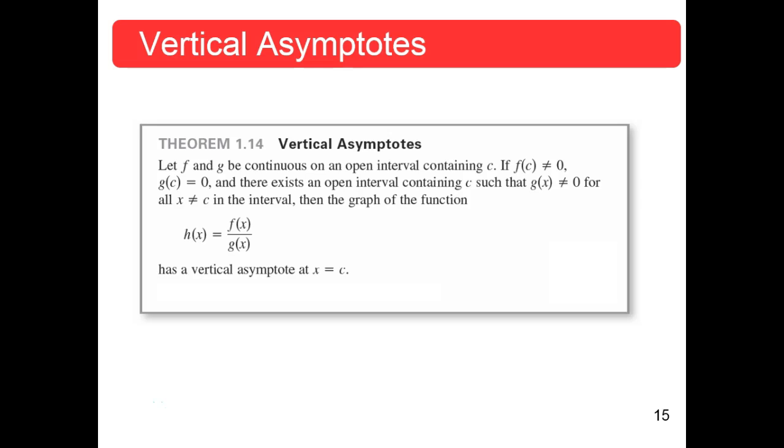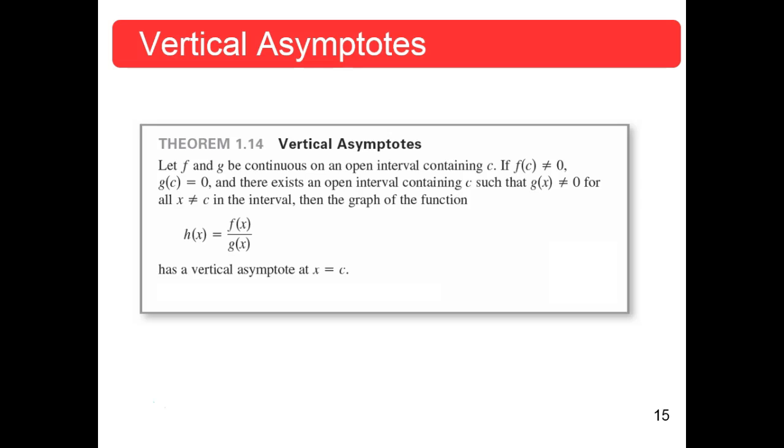If f and g are both continuous functions on an open interval containing some point c, if f of c is not equal to 0 and g of c is equal to 0, then there exists an open interval containing c such that g of x is not 0 for all x's other than c, when x is not equal to c. Boy, this is a bunch of double negatives here in the interval.